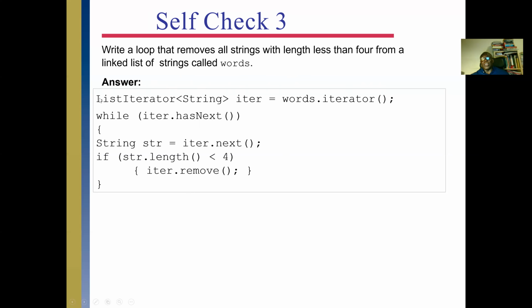So first thing we do again, we create the iterator object called intel. Then we use the while loop to check if we have an item in the linked list. If we have an item, then we move to the next item. We check if the length is less than 4. If it's less than 4, then we remove it.